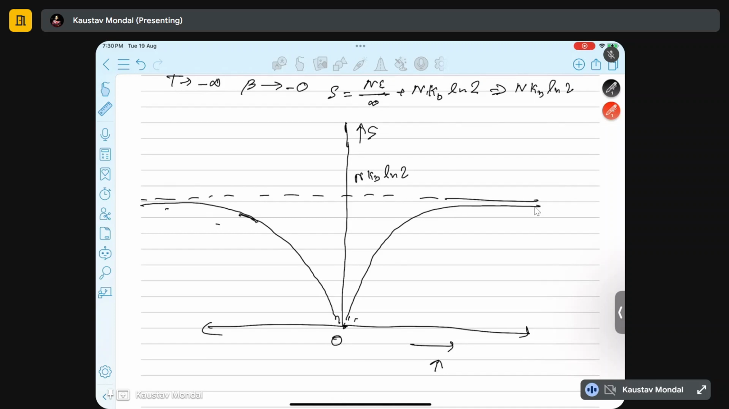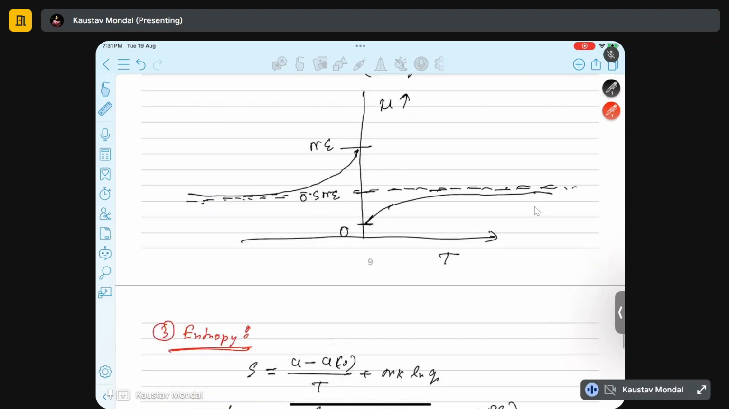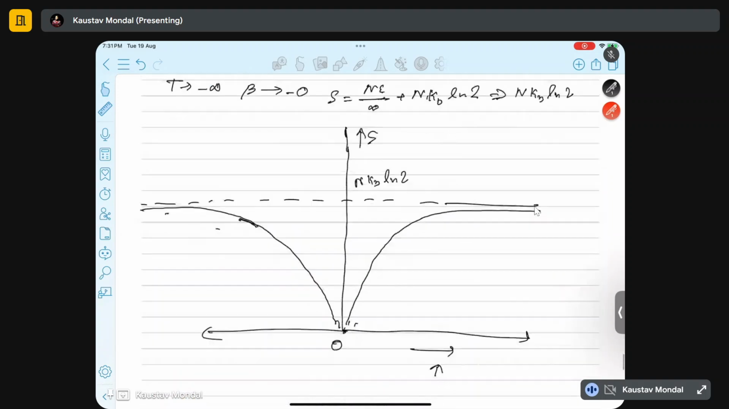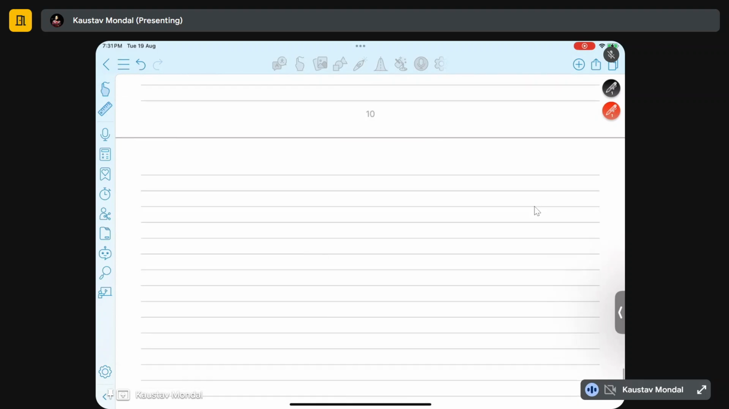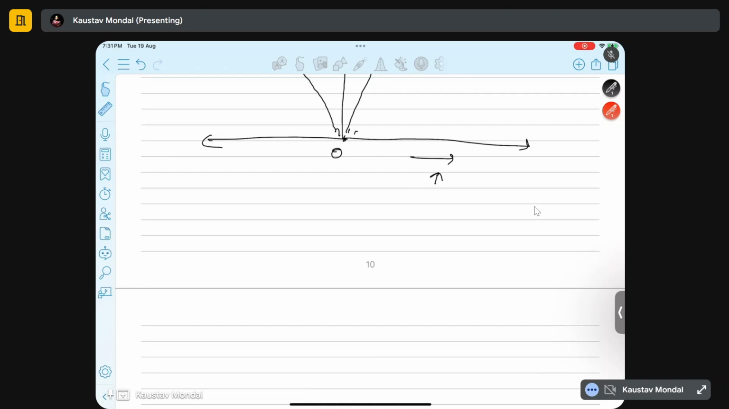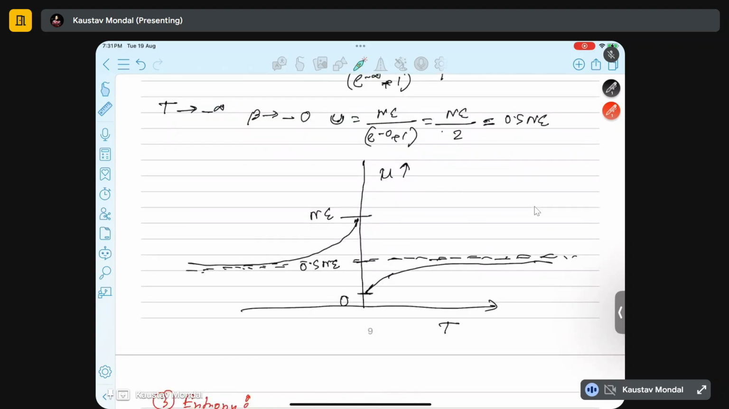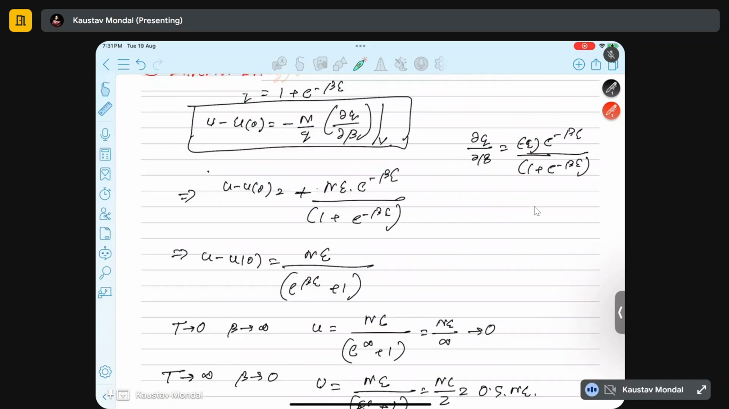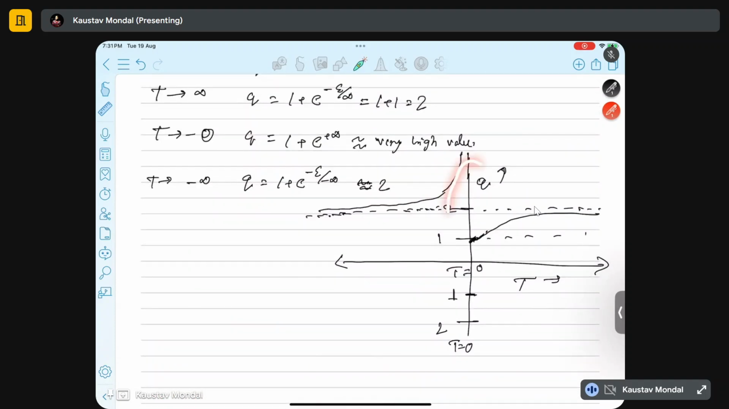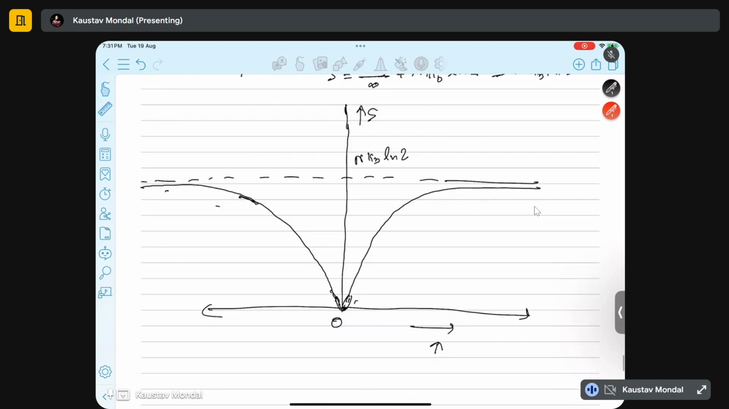This is how the entropy versus the temperature graph looks like for both the positive and negative temperature. Okay. So here the thing is, this is continuous. Previously you can see there is a discontinuity here. You can see there is a discontinuity here in the case of internal energy, or also for the partition function, there is a discontinuity there at T equal to 0. But here there is basically no discontinuity. Okay.